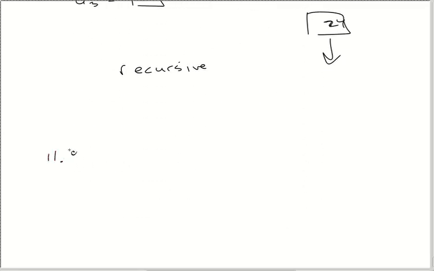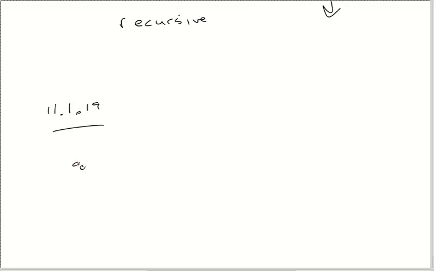Cool. 11.1.19. My 9s are looking really sloppy today. So I've got a sub n is equal to n cubed divided by n factorial. Now, what the heck is that? That is a factorial.